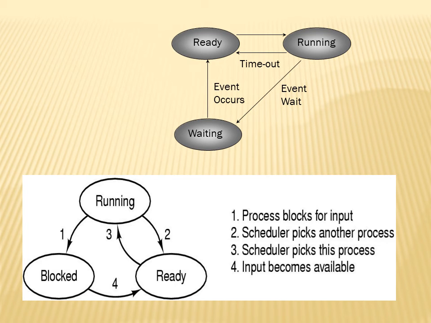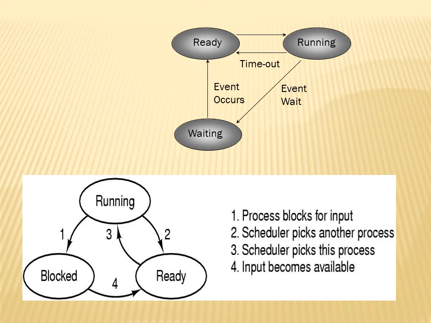Block means, or we can say, it is a waiting state also. The process is blocked for the input. Then the scheduler picks another process. This means that if the current process is blocked for some particular reason, then the scheduler picks another process and its execution starts. Then the scheduler picks this process, and the input becomes available. So when that input becomes available, then the blocked process comes to the ready state.